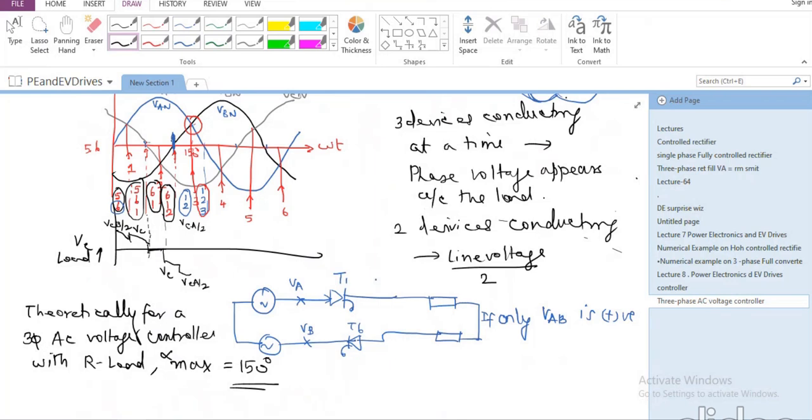And we are not going to analyze the three-phase AC voltage controller much with RL load. If at all you are interested, you can do some simulations and check out how the waveforms are coming. Otherwise, we are going to stop with respect to AC voltage controller at this point, and we will start on DC to DC converters in the next class.